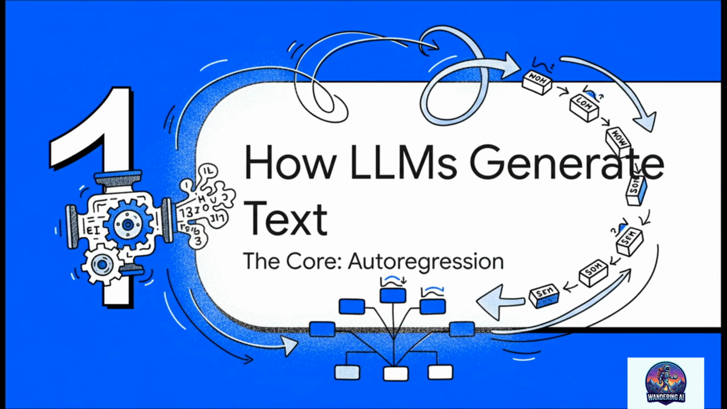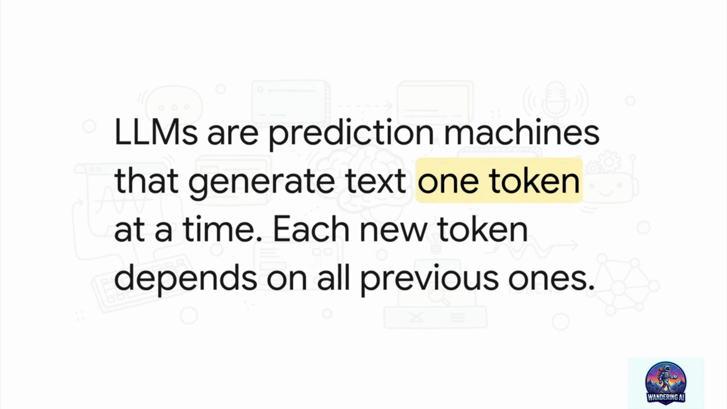Okay, so let's start with the most basic piece of the puzzle, the absolute engine of text generation itself. It's a concept called autoregression. Now here is the most important thing to get your head around. An LLM does not plan out a whole sentence or paragraph in advance. It's basically a prediction machine, and it's obsessed with one simple task: guessing the very next token. A token is usually a word, sometimes just part of a word, and it just keeps guessing the next one over and over and over.